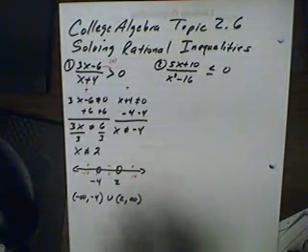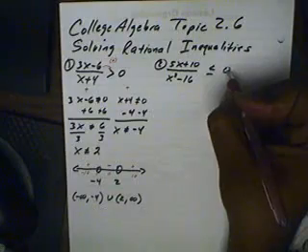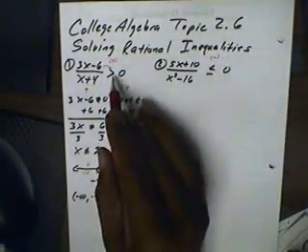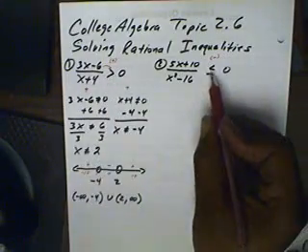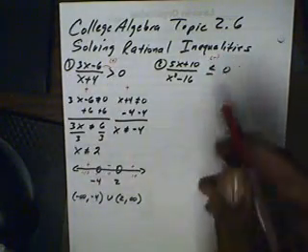Okay, first, look at what kind of solutions we're looking for. Since this is less than 0, that means we're looking for negative numbers. Greater than 0 means we're looking for positive numbers. Less than means we're looking for negative numbers. So we're looking for negative solutions here.